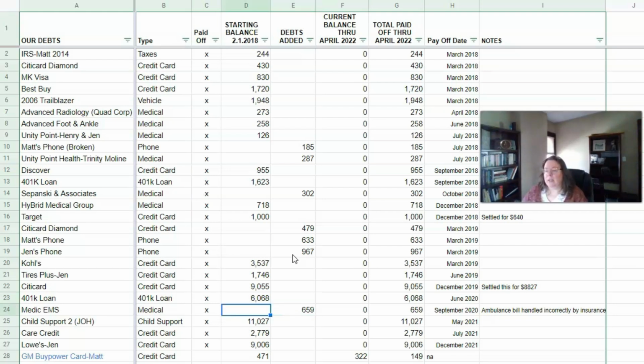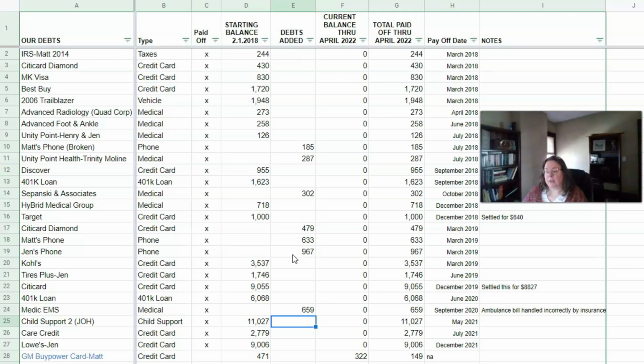Medic EMS. This was an ambulance. It took almost 2 years. It was an ambulance ride at the end of November 2018 when I got into a car accident, and the insurance company did not bill us correctly, and it took almost 2 years to work it out. We ended up not having to pay anything, but it was a debt in the meantime so that we wouldn't get sent to collections that I was paying on. So they eventually paid, so $659 got paid off.